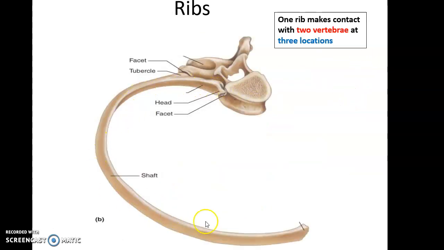Here is the view of a rib coming in and making contact, forming a joint with a thoracic vertebra. So you can see it forming a joint with the transverse process of the vertebra and also with the body of the vertebra. And then this rib will also make contact with the body of the vertebra above this one. So you have 2 vertebrae making 3 contacts with the rib. And that is it for this lesson.